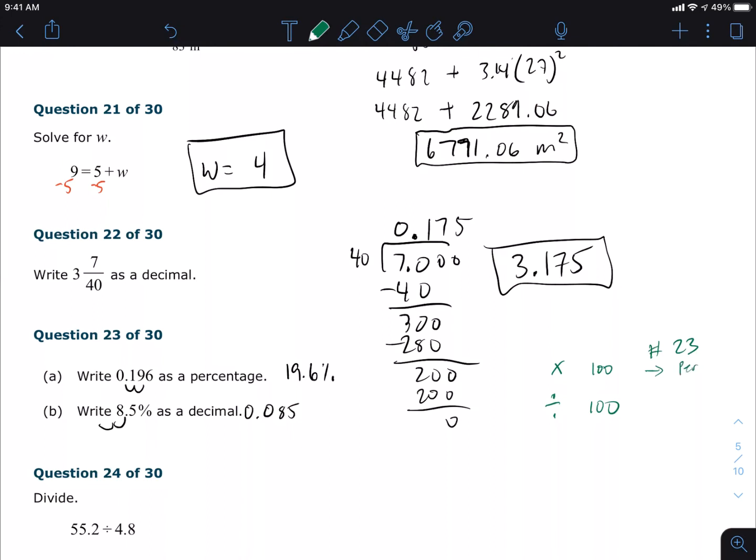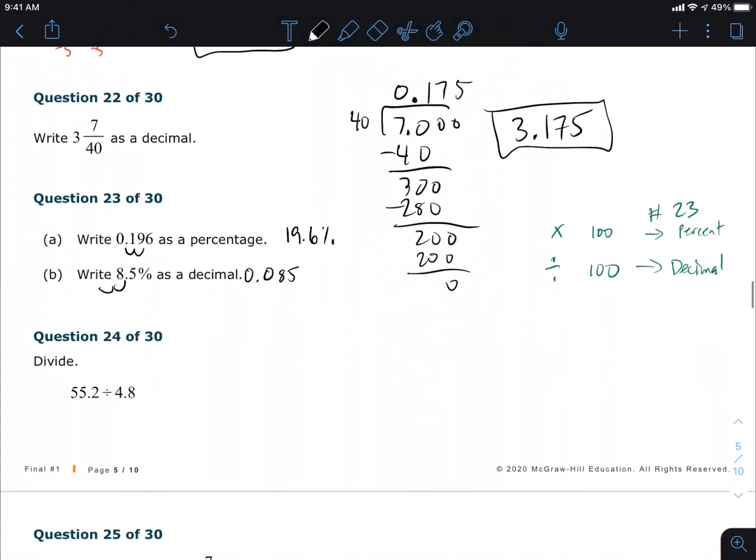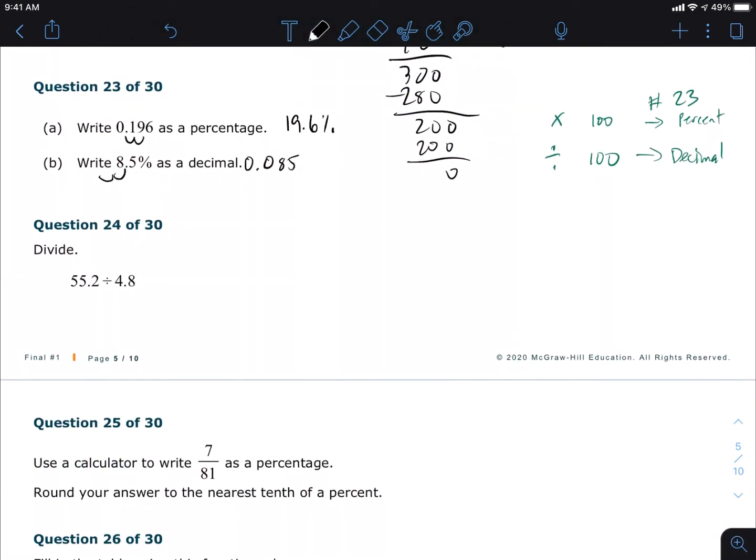This is going 2%, and then this one's going to decimal. All right, 24. So they want us to divide this, so I'm going to go 55.2 divided by 4.8. What I'm going to do is change that to 48 and 552. So I multiplied both by 10. So that's going to go in once. I believe that's 72. I think it only goes in once.